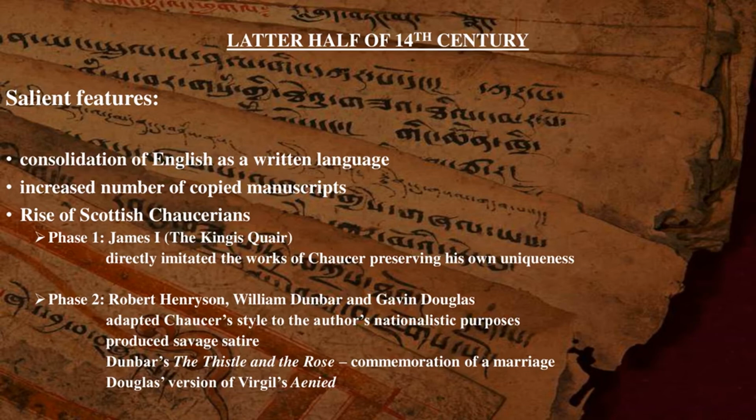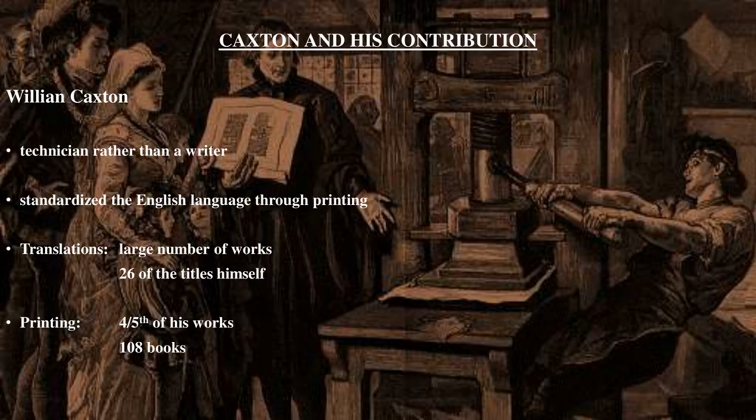Alongside, great literature was being produced in Scotland. The group of writers called themselves Scottish Chaucerians since they imitated Chaucer. This began with the writing of The Kingis Quair by James I of Scotland. He directly imitated the works of Chaucer while preserving his own uniqueness. The other poets include Robert Henryson, William Dunbar, and Gavin Douglas. They adapted Chaucer's style to their individualistic and nationalistic purposes and produced savage satires.